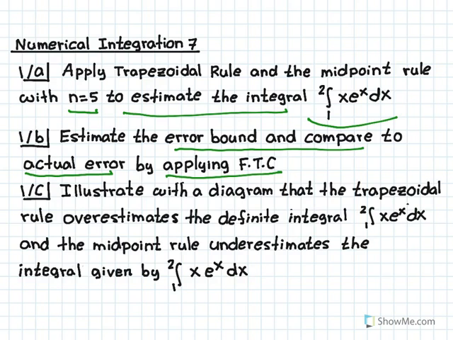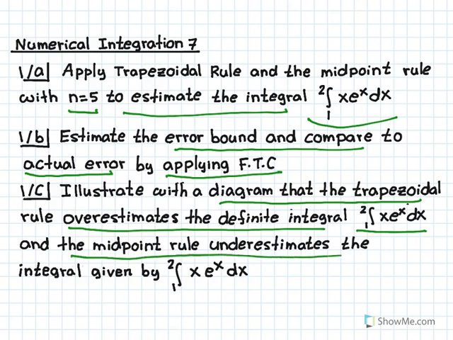Part C asks us to illustrate with a diagram that the trapezoidal rule overestimates the definite integral from 1 to 2 of x e to the x dx, and the midpoint rule underestimates the integral given by the integral from 1 to 2 of x e to the x dx.